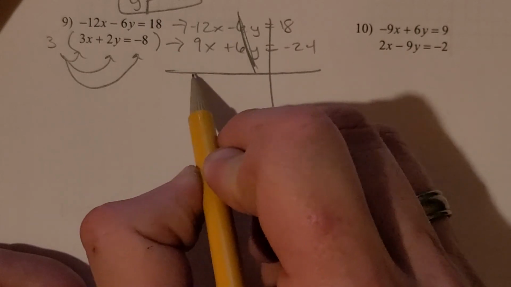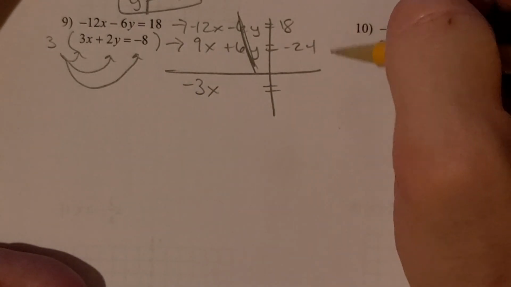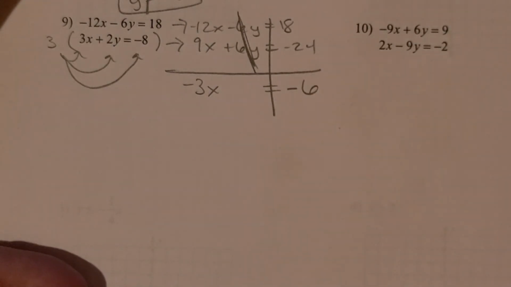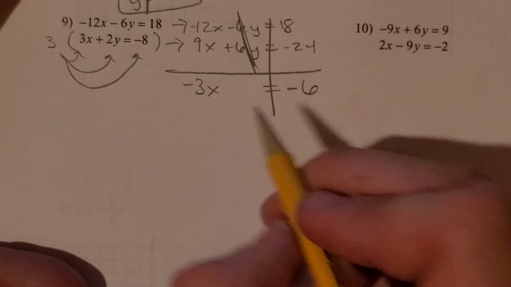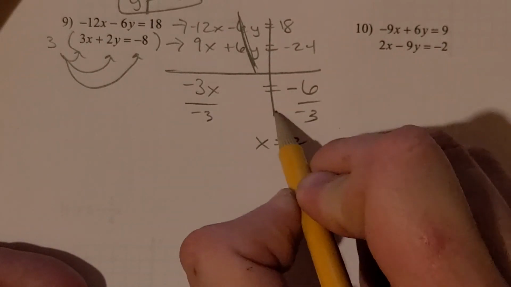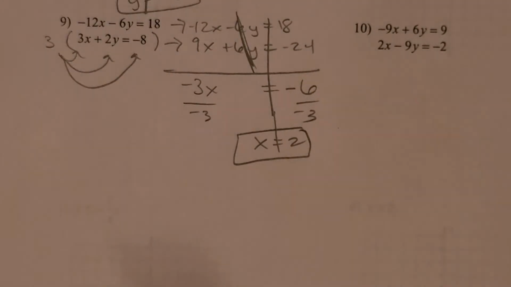Negative 12x plus 9x is a negative 3x. And then 18 minus 24, what is that? Negative 6. One-step equation? Heck yeah. Divide by negative 3, and I get half my answer: x equals 2. Don't stop there. You're going to take that and you're going to plug it back in.